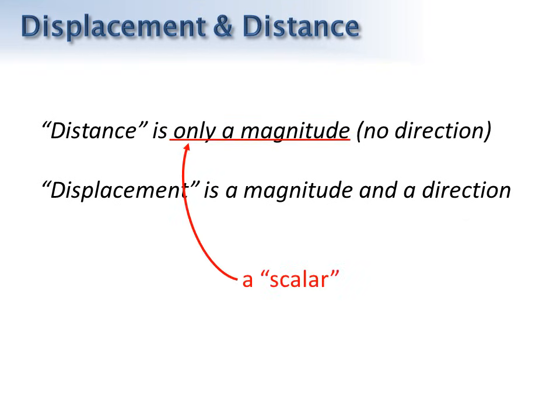Just FYI, I want to introduce a couple of words. A scalar is a variable that only includes a magnitude, and a vector is a variable that includes a magnitude and a direction. We're actually going to talk about vectors a lot more in the next chapter, but I just want to go ahead and mention them right now.